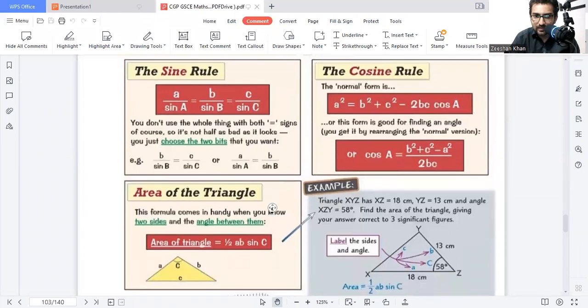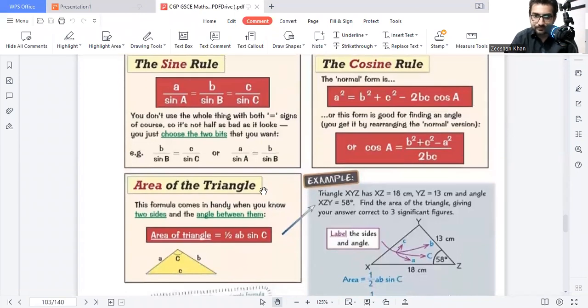Now, the third one is the area of the triangle formula. This is really important. Most of the questions in the exam will ask you to find the area of a triangle. This is a really simple formula. You can see the area of a triangle is 1/2 ab sine C, where a and b are both sides, a multiplied by b, sine C.